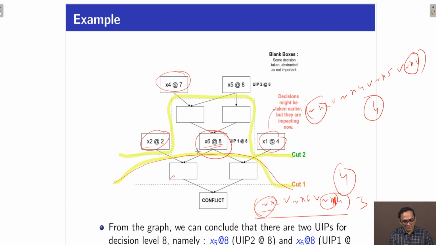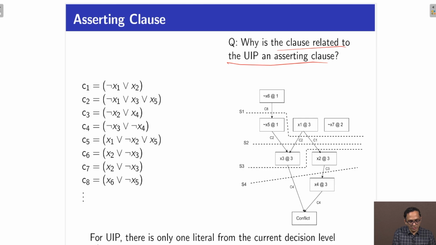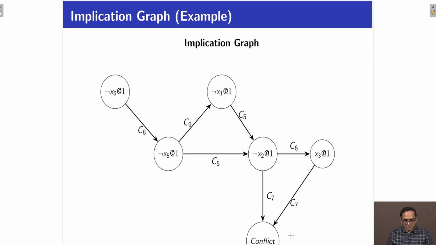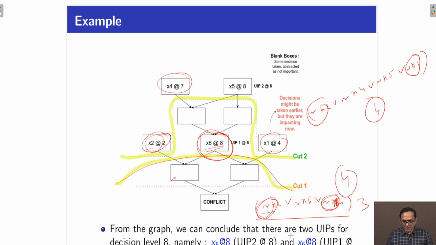So, if you take the first UIP, the other nodes that are coming here are from other decision levels, and there is only one literal coming from this level. So, definitely this is an asserting clause, because by definition it is an asserting clause. So for UIP 1, only one literal is coming from the current decision level, and this is the requirement of the asserting clause.